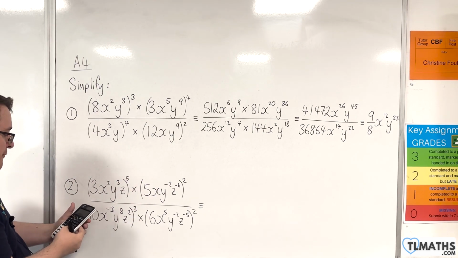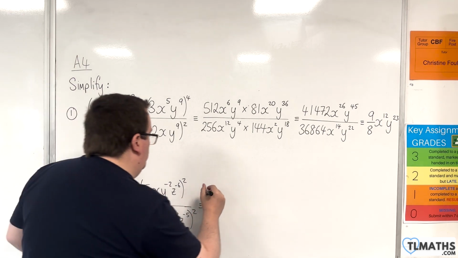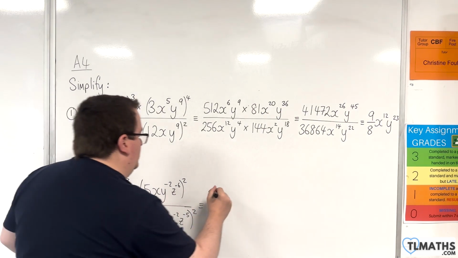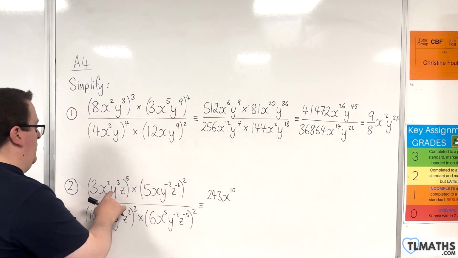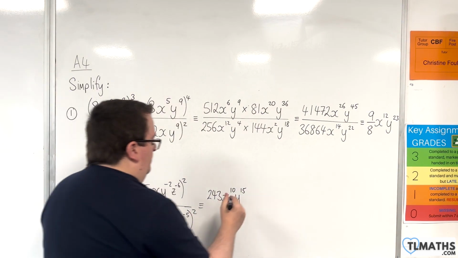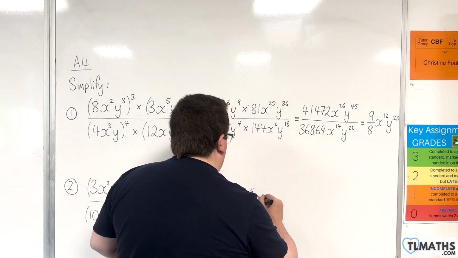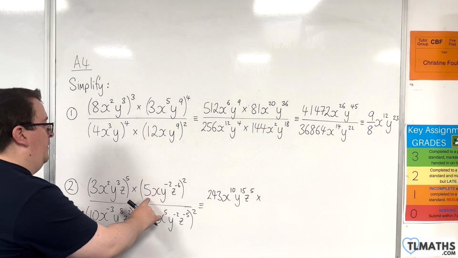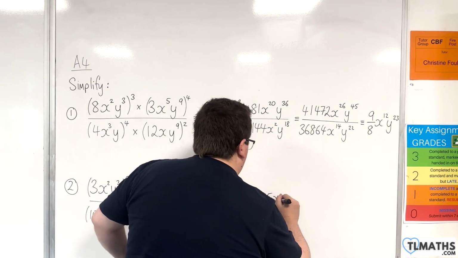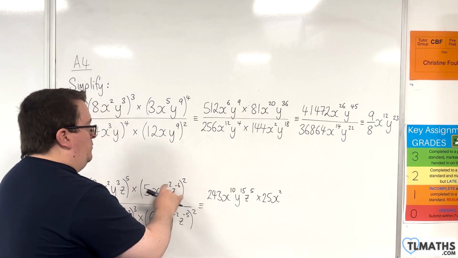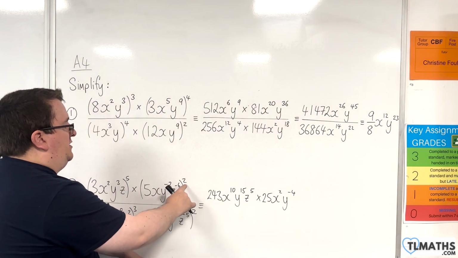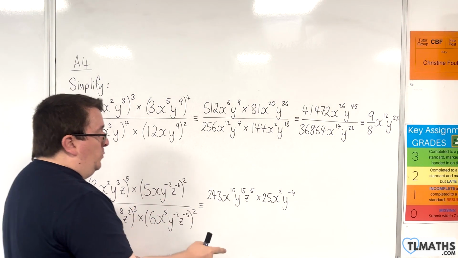We've got 3 to the power 5, which is 243. Then we've got x squared to the power 5, so x to the 10. Then y cubed to the power 5, so y to the 15. And then z to the power 5. Then we have 5 squared, so that's 25. x squared. y to the minus 2 squared, so y to the minus 4. Then z to the minus 6 squared, so minus 6 times 2 is minus 12.